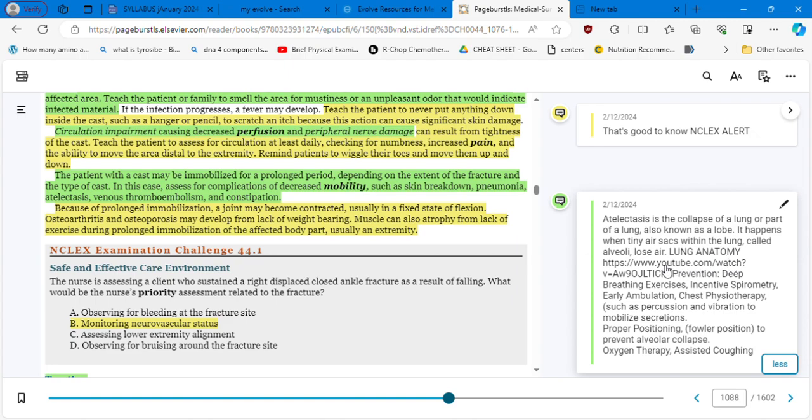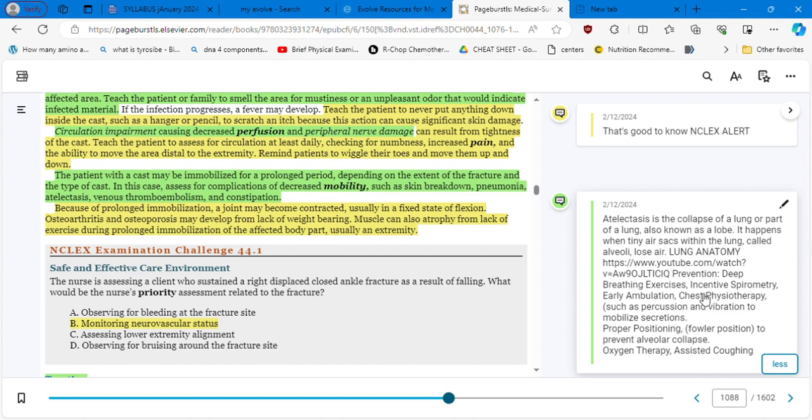For lung anatomy, there is a link that I have provided. And prevention for atelectasis is deep breathing exercises, incentive spirometry, early ambulation, chest physiotherapy, such as percussion or vibration to mobilize secretions, proper positioning, putting the patient in a forward position to prevent alveolar collapse, oxygen therapy, but first get the prescription, right? You don't set the oxygen at the level you want, and assisted coughing.